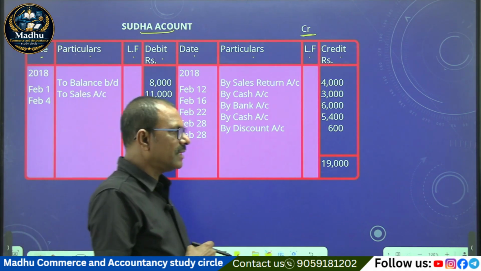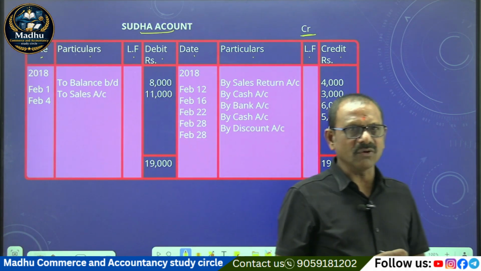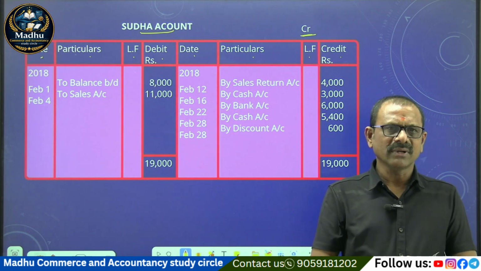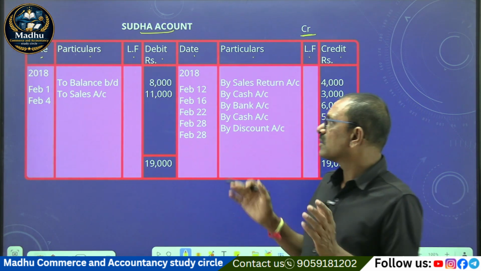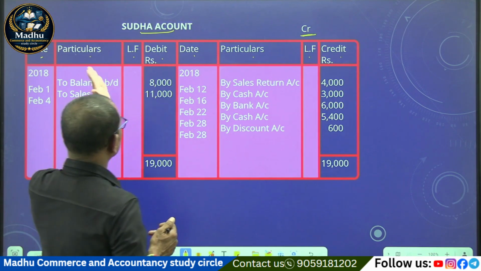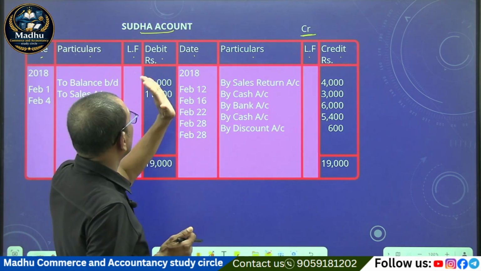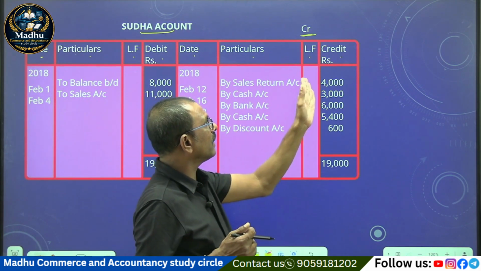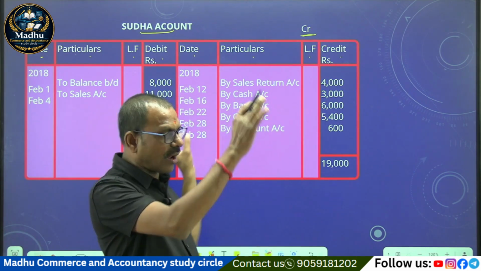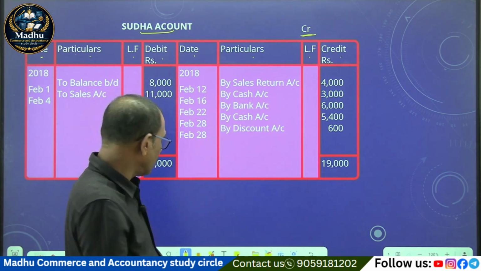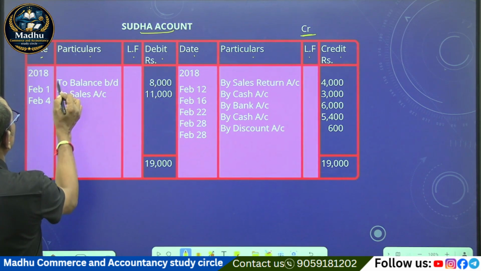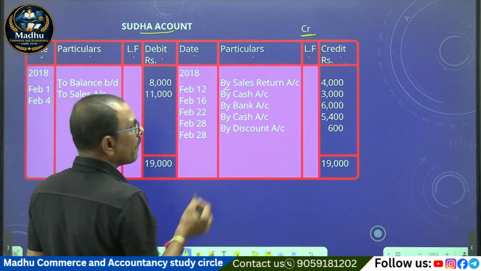दोनों तरफ same columns draw करना. రెండు వైపులా same columns మనం డ్రా చేయాల్సిన అవసరం ఉంటుంది. So here first date column, particular column, LF number, debit rupees. Date column, particular column, LF number, credit rupees. After drawing the table, so debit side should be shown with To, credit side should be shown with By.